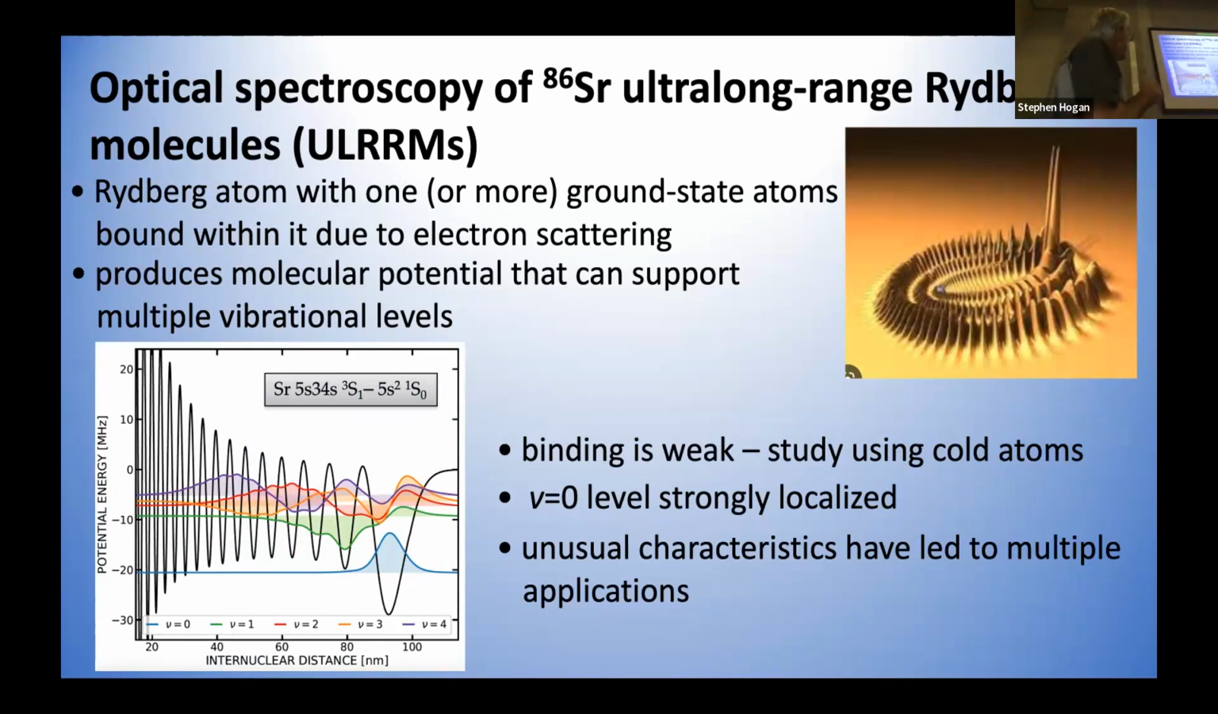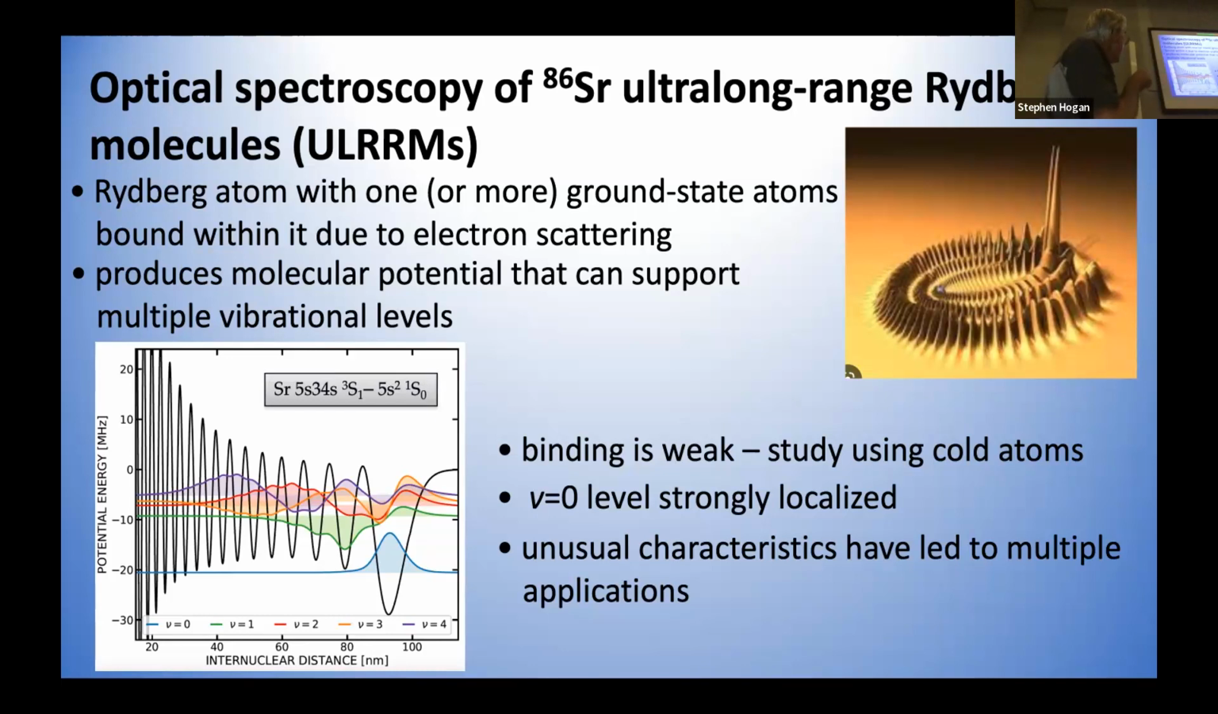And electron scattering can be represented by a Fermi pseudopotential. And using that, you can calculate the effective molecular potential. And this is what we do here. So here is the effective molecular potential as a function of internuclear separation. And this is for a 34s triplet S1 ground state atom combination.